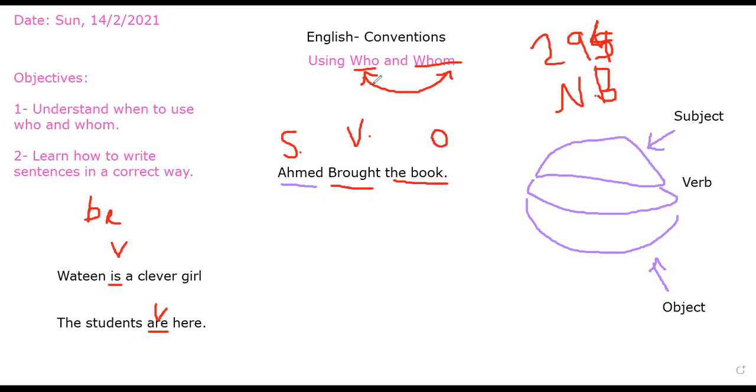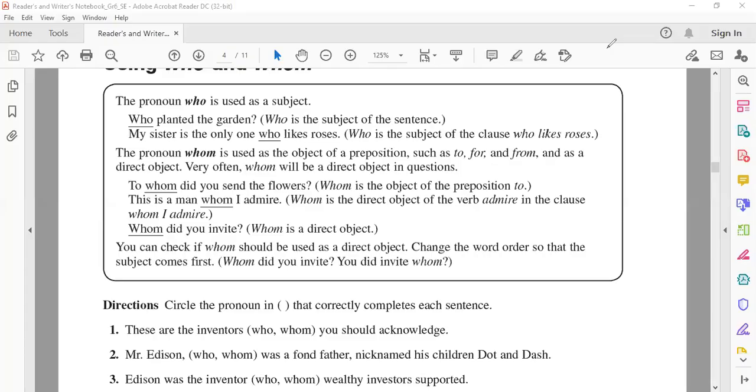And guess what? Although we make questions out of these two words, they are related to the subject and to the objects. That's why I started by reminding you about the subject and the object. It's very related to the subject and the object, and if we understand them, then we can understand when to use who and when to use whom. Okay, let's go together to page 294 to understand more and dive in deep.